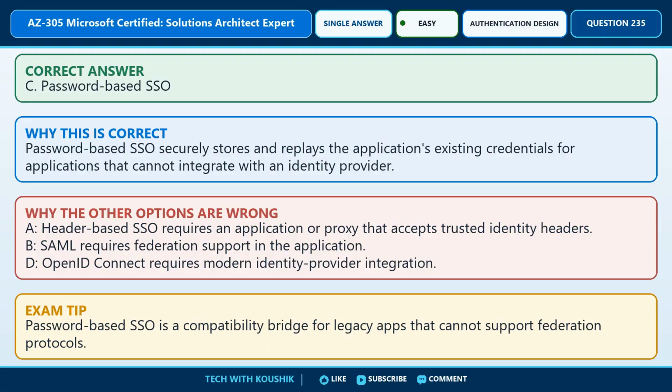The best answer is option C, password-based SSO. The key reason is password-based SSO securely stores and replays the application's existing credentials for applications that cannot integrate with an identity provider. A. Header-based SSO requires an application or proxy that accepts trusted identity headers. B. SAML requires federation support in the application. D. OpenID Connect requires modern identity provider integration. The key takeaway is password-based SSO is a compatibility bridge for legacy apps that cannot support federation protocols.